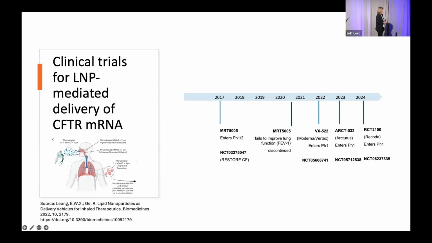But I think that was still a very informative trial. And now there are 3 more trials that have started to enter the clinical phases, in phase 1 or 1-2, for safety, efficacy and tolerability. These new trials are all done in healthy subjects. There is one by Moderna and Vertex, one by Arcturus, and the most recent one by Recode. I expect that we will see the results soon, but as I said, these are healthy subjects.